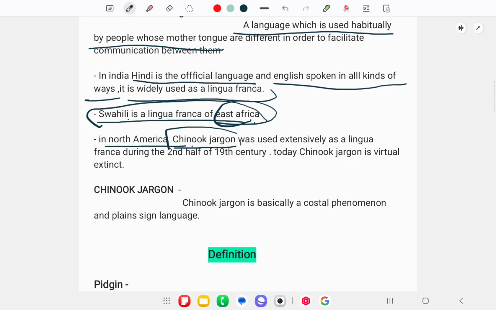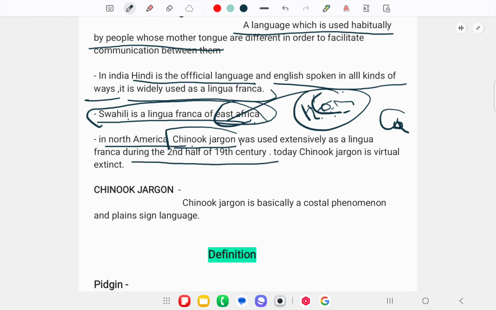If there is a community of, say, four to five or ten persons using the Hindi language, and another community using the English language, then the first has Hindi jargon and the second has English jargon. So in North America there was the Chinook jargon, which was used extensively as a lingua franca during the second half of the 19th century. Today the Chinook jargon is virtually extinct; it has disappeared.